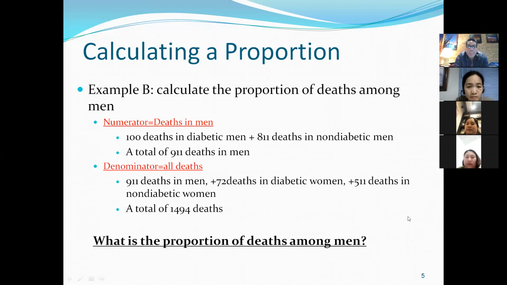So always remember, by the time it's exam time, I will be looking for the percentage, because that tells me that you totally understood the concept that proportion is expressed in percentage. Next slide.